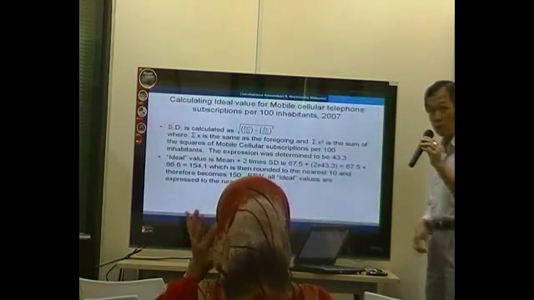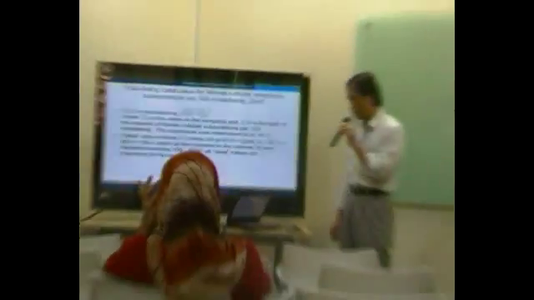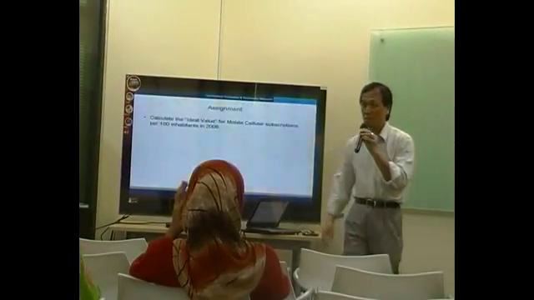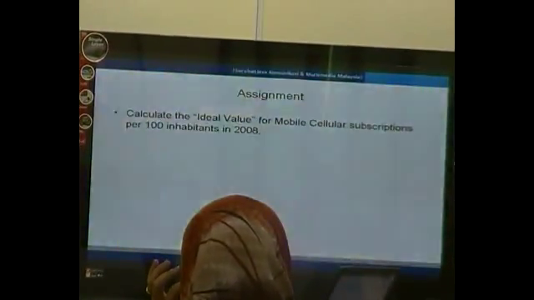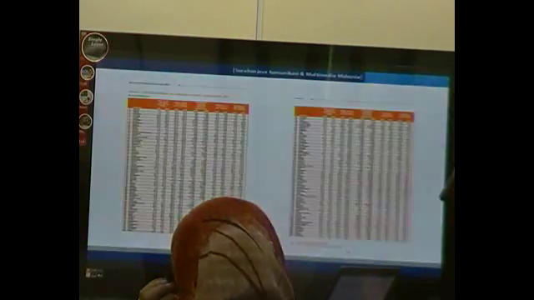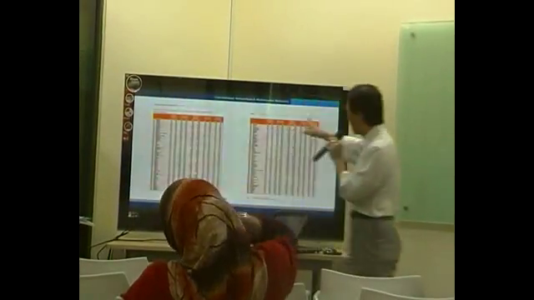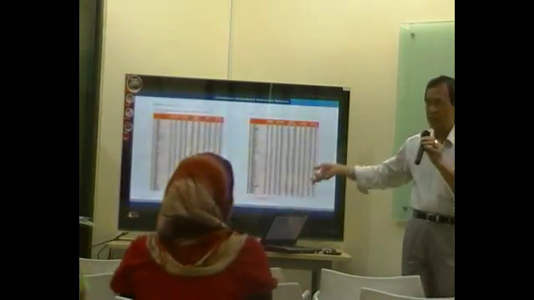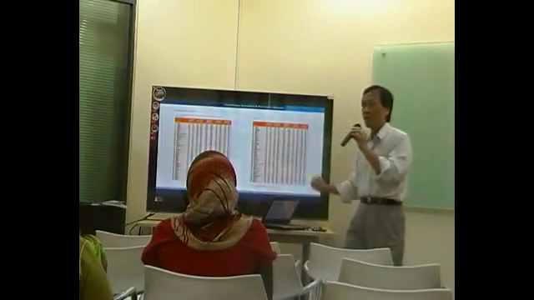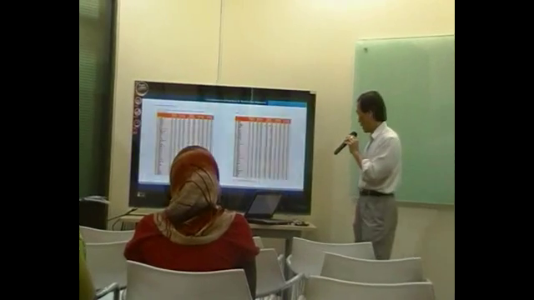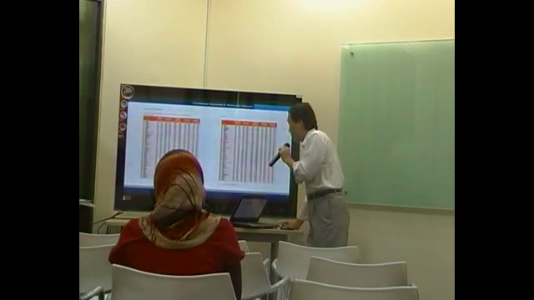Do you think you can do this? No problem? Okay, I'll give you an assignment. I want you to calculate the ideal value for 2008. This is the data. Of course, you can't see. You see, all the data used to calculate the index is given here. They are very transparent, one thing I must say about them. So all the data we require are here. You can add up, find the mean, find the SD, take the mean plus 2 SD to get 170 for the latest. I'll count until 10.